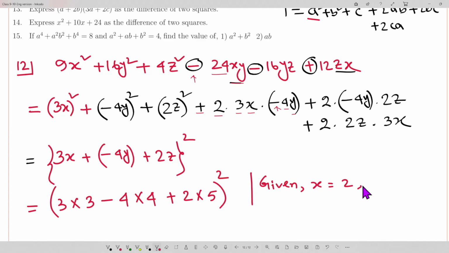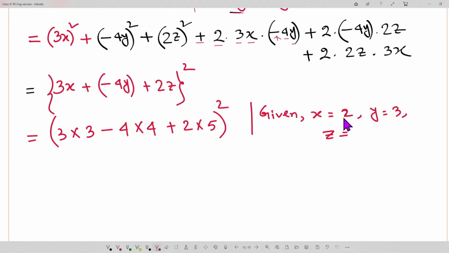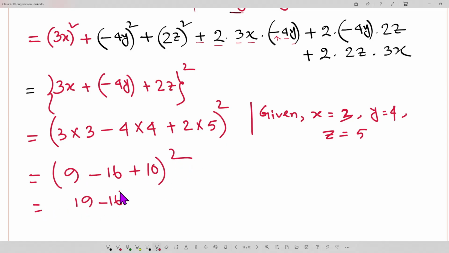x equals 2, y equals 3 and z equals what? x equals what? 3, sorry, here is a 3 and y equals 4 and z equals 5. Now once we multiply, 3 times 3 is 9, 4 times 4 is 16, so minus 16 plus 2 times 5 is 10. Now 10 plus 9 is 19, minus 16 square, it means 19 minus 16, it will be 3 square, and finally 9. Very simple.